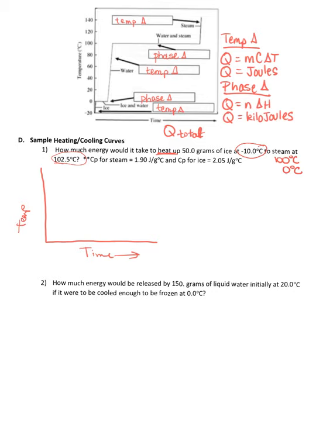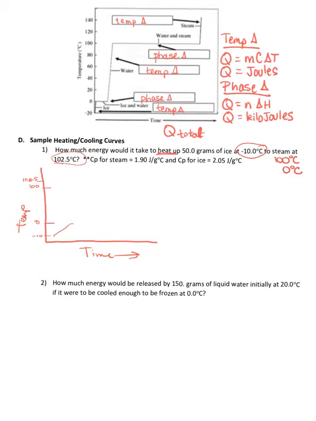So here's our 100, and here's our 0. And so we're starting off at -10, and we're going up to 102. Remember, this is not quantitative, so we're not worried about how far above and how far below on this picture. So we are going from -10 to 0.